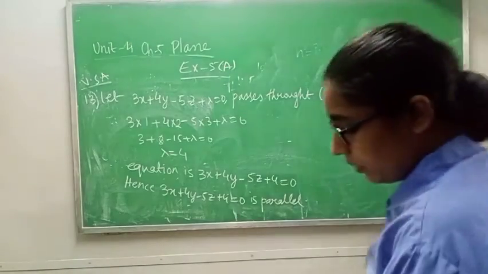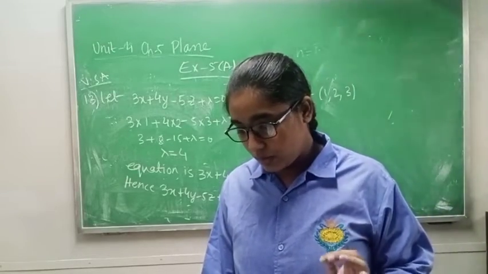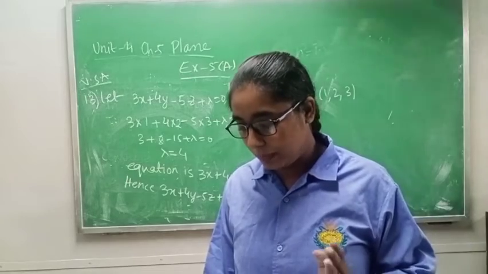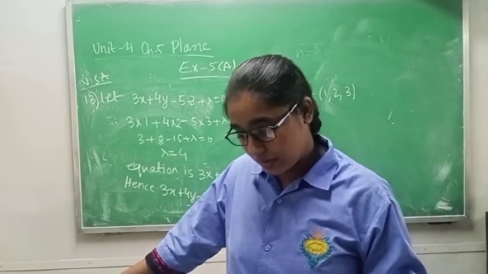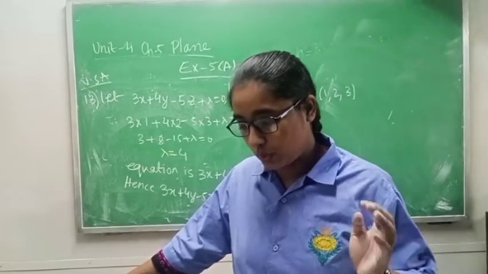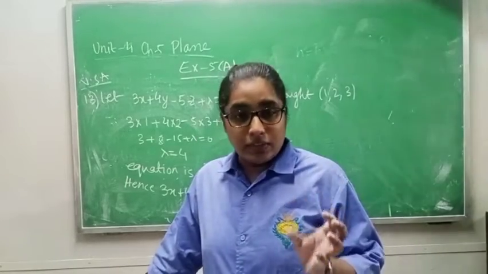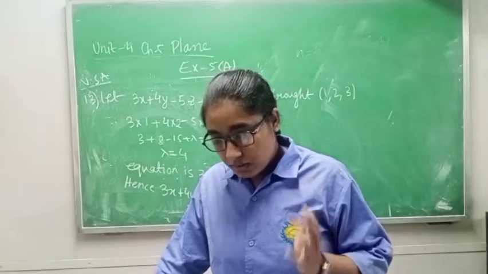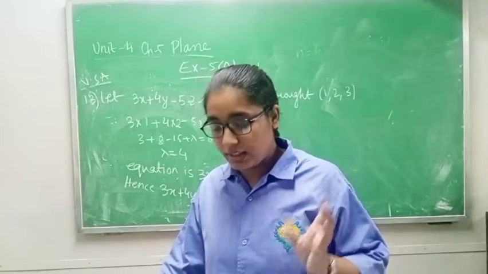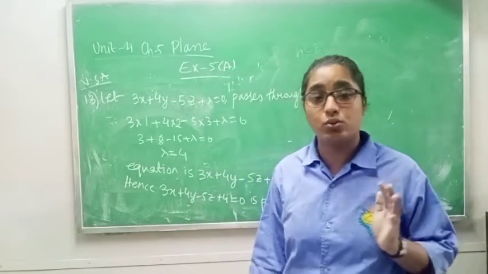Class 12, see question number 30. It's very easy. Show that the equation of the plane which passes through the point 1, 2, 3 and is parallel to the plane 3x plus 4y minus 5z equals 0 is 3x plus 4y minus 5z plus 4 equals 0. We have to show that the equation of a plane which passes through 1, 2, 3 and is parallel to the plane 3x plus 4y minus 5z equals 0 is 3x plus 4y minus 5z plus 4 equals 0.